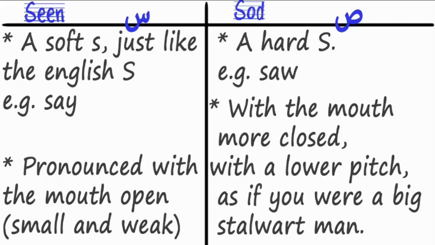So here are some examples. For Sheen, Samia, and for Sad, Sabun. Samia, Sabun. So one's soft and one's hard.